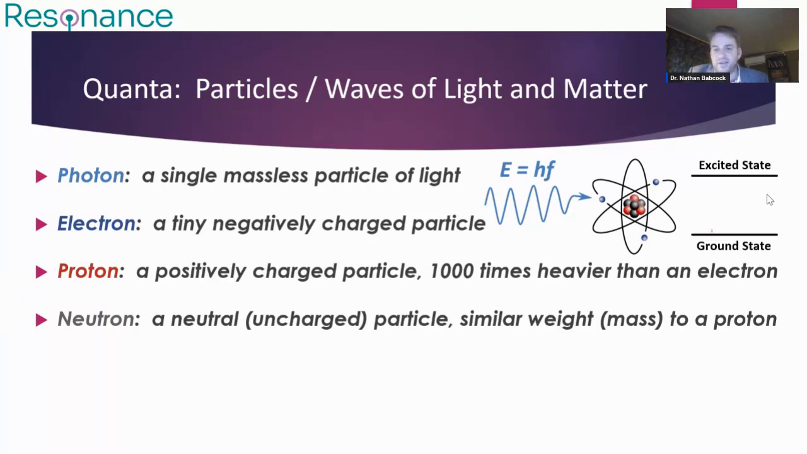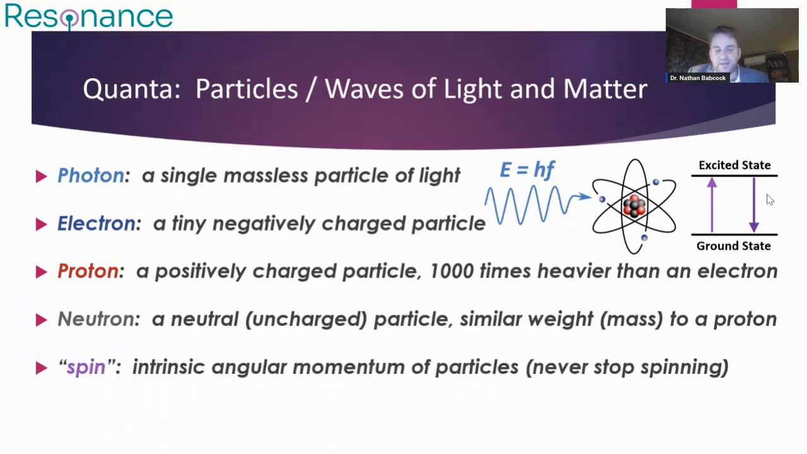Now, when an electron absorbs a photon of light, it goes from the lower energy state to the excited state, absorbing a unit of energy that is again proportional to the frequency of light. This excited state can relax as it drops down to the ground state of the electron, releasing the energy as another photon.